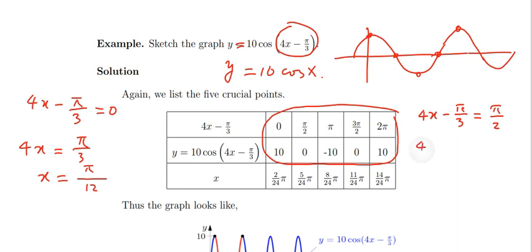So 4x equals, we move pi over 3 to that side, the constant to that side: pi over 3 plus pi over 2. So here we need to put them together. The common denominator is 6, and this becomes 5 pi over 6. Okay, so then what is x? x equals that divided by 4, so that's 5 pi over 24.